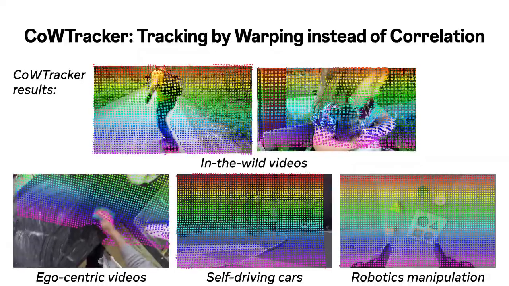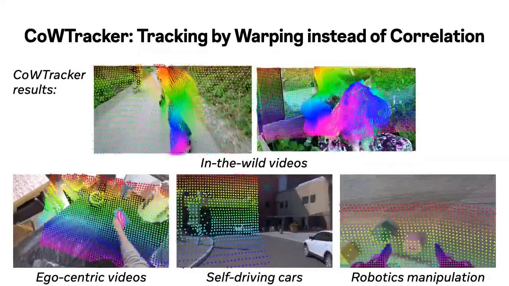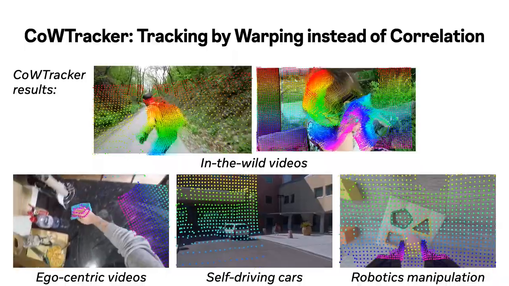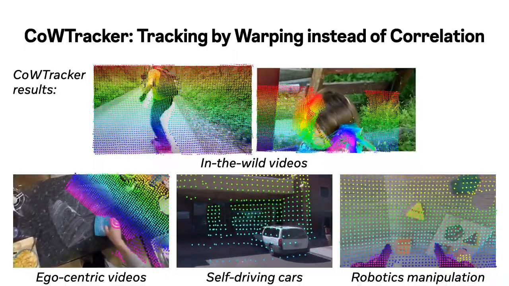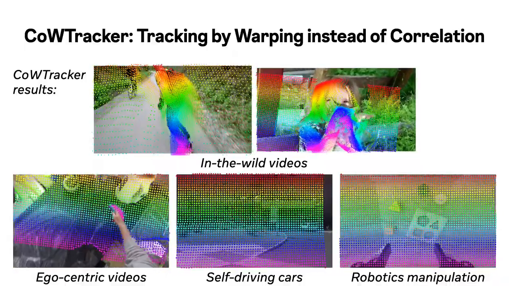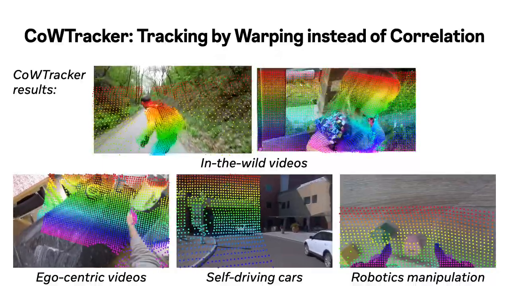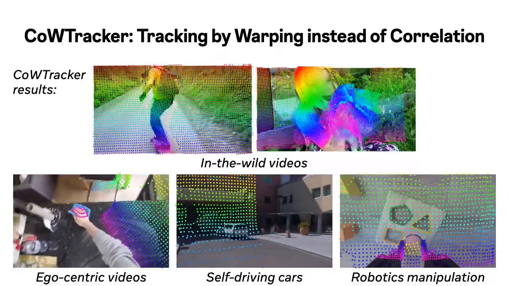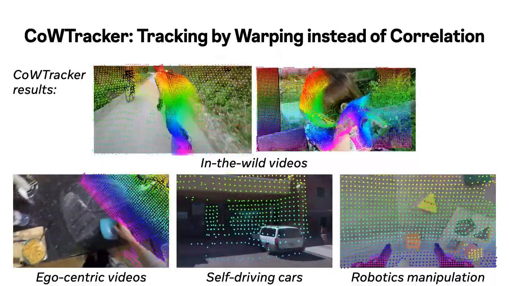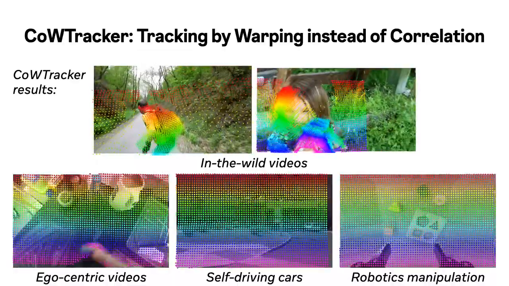To address this, we propose CoWTracker, tracking by warping instead of correlation. CoWTracker produces accurate dense point tracks in the wild and also generalizes well across domains, including egocentric videos, self-driving scenes, and robotic manipulation. The big change is architectural.